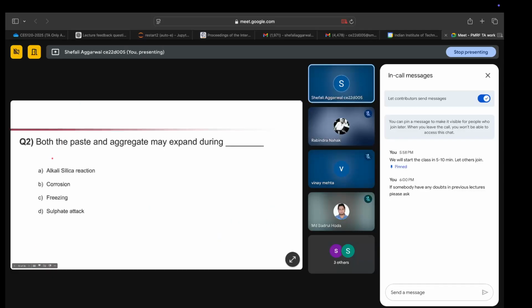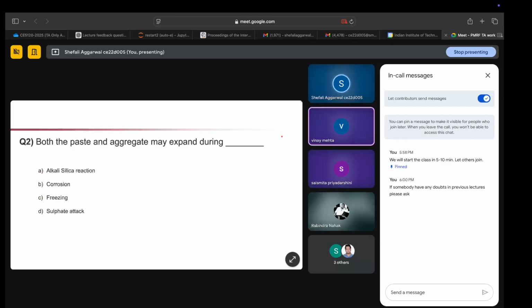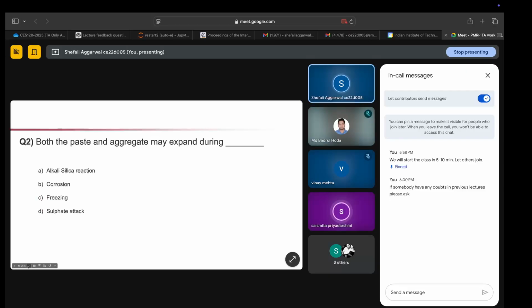The next question is: both the paste and aggregate may expand during alkali silica reaction, corrosion, freezing, or sulfidification. Freezing. A, alkali silica reaction. Anybody else who thinks A? Okay. So in C, yeah. So the correct answer is actually C.